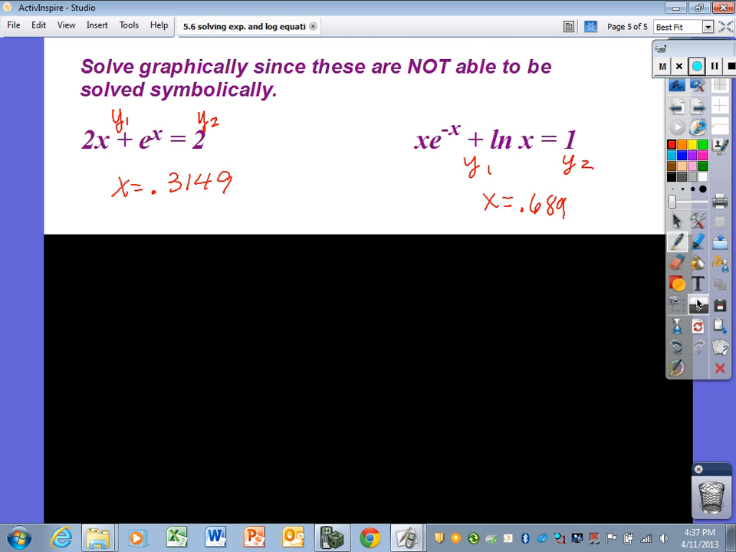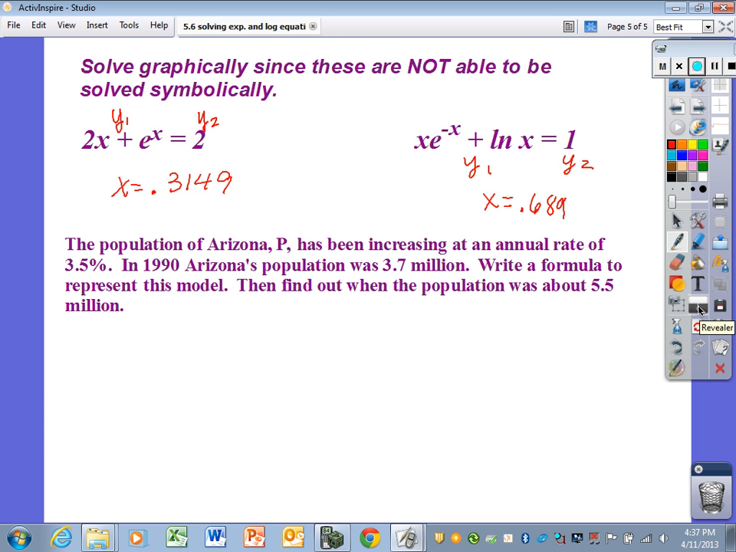And then I'm going to do a little bit of real life here. In Arizona, we're calling the population P, and it's been increasing at a rate of 3.5%. In 1990, Arizona's population was 3.7 million. I need you to write a formula for the model, and then find out when the population reached 5.5 million.